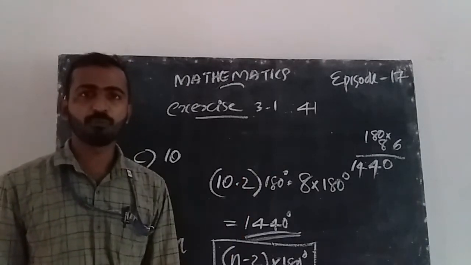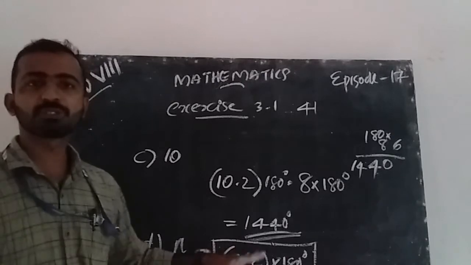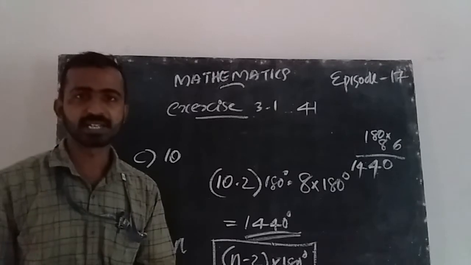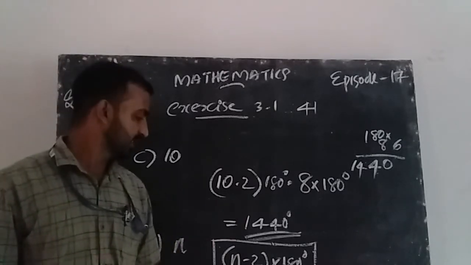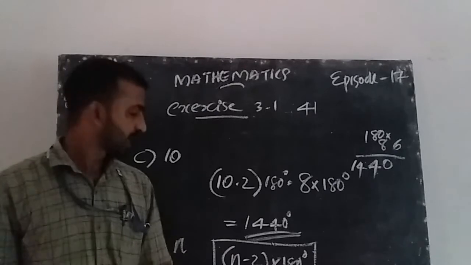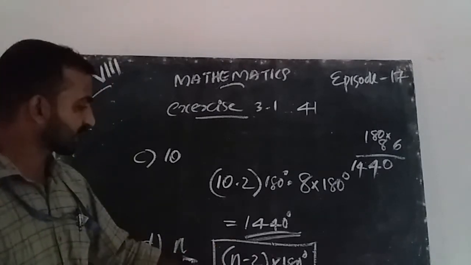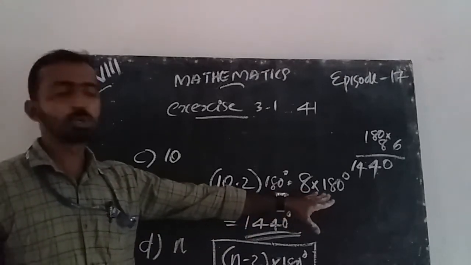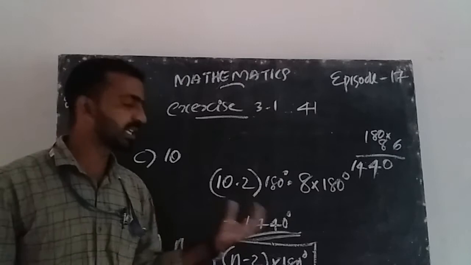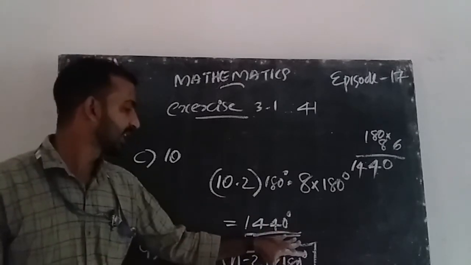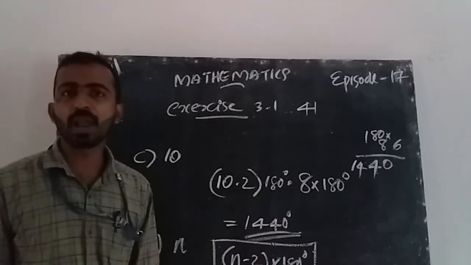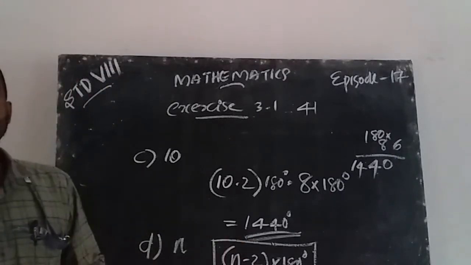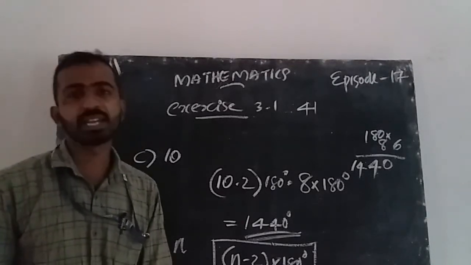If n is 4, what do we get? 4 minus 2 into 180 degree. That is 360. It is correct. We can apply this general formula to the 10 sides. Here n is 10. Then we get 10 minus 2 into 180 degree, 8 into 180 degree, that is 1440 degree. This is the general formula, put it in a box. The n-sided convex polygon angle sum is n minus 2 into 180 degree.